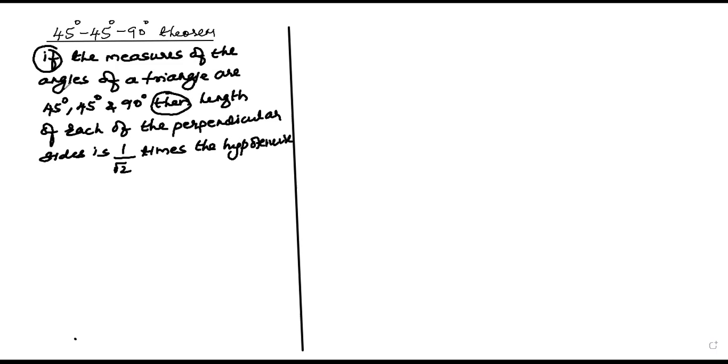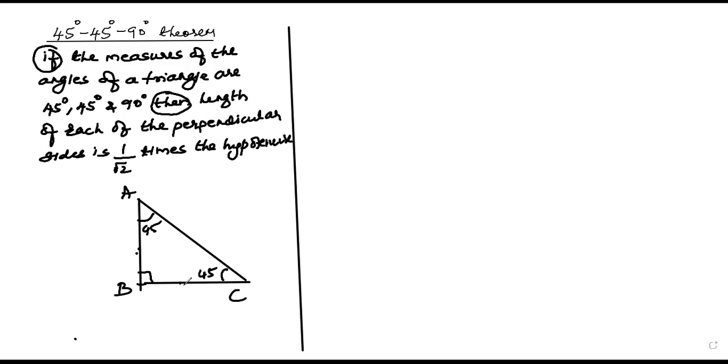Like if the measures of the angles of a triangle are 45 degree, 45 degree, and 90 degree. Like you see a triangle where the angles are 45 degree, 45 degree, and 90 degree. You see one 90 degree angle, you see this angle is 45, you see this angle is also 45. So such a triangle is called a 45, 45, 90 triangle. Then the length of each of the perpendicular sides, the sides which make the 90 degree angle.